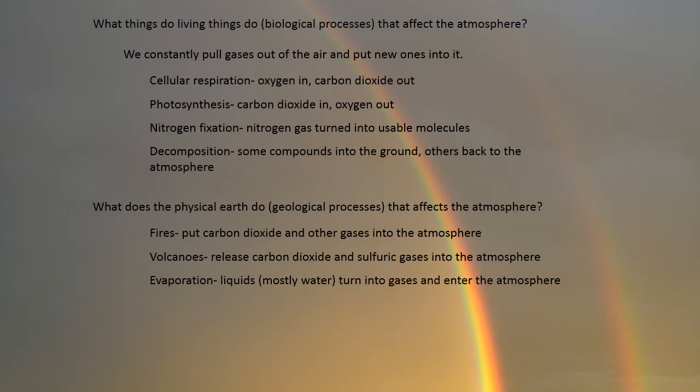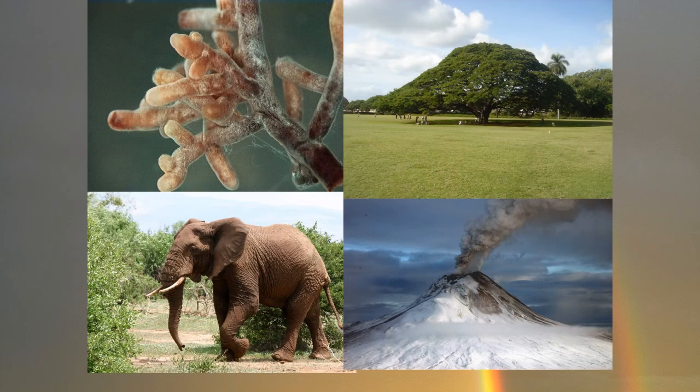The actual solid Earth beneath the atmosphere also does several things to influence the atmosphere. Some examples of these processes are fires, which put carbon dioxide and other gases into the atmosphere, volcanoes, which release carbon dioxide and sulfuric gases into the atmosphere, and evaporation, which turns liquids, mostly water, into gases and allows them to enter the atmosphere.